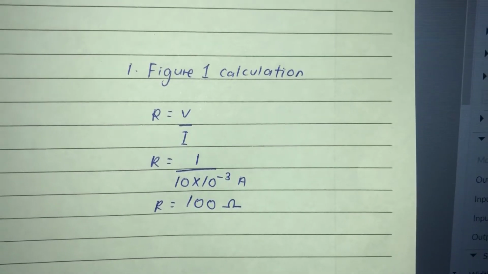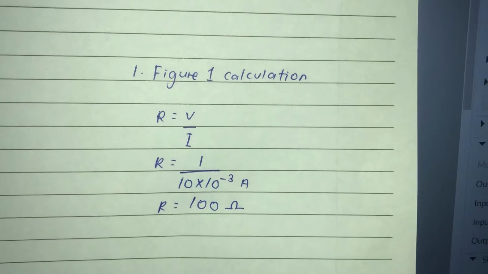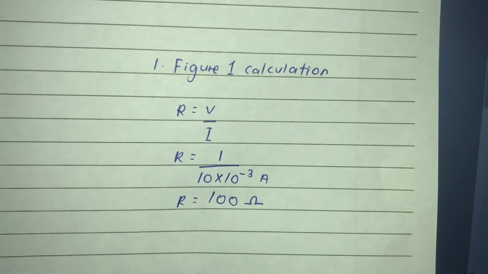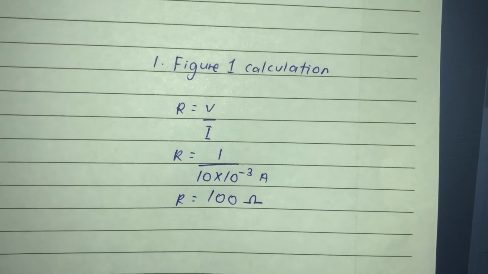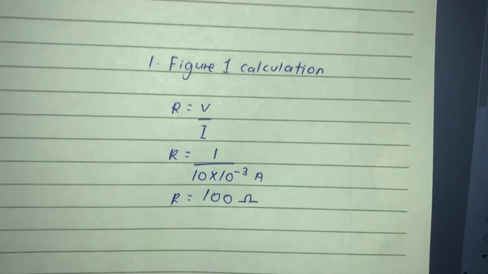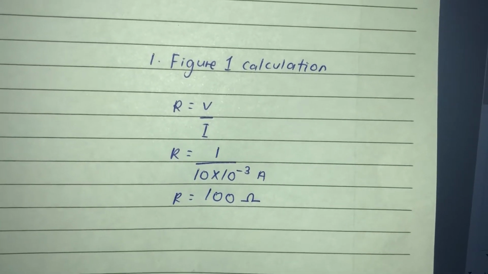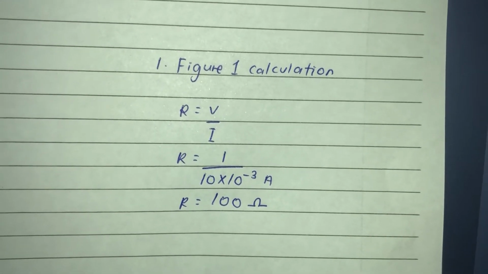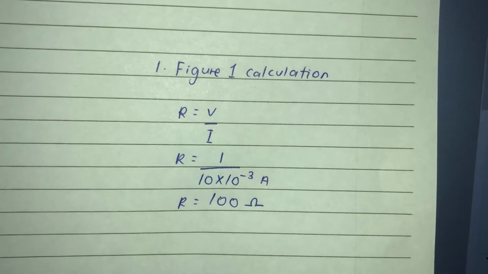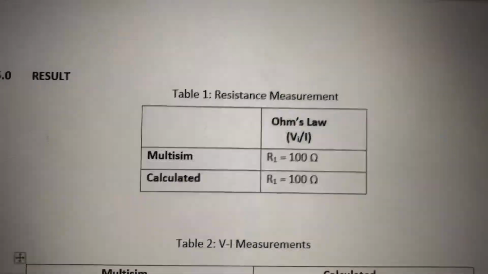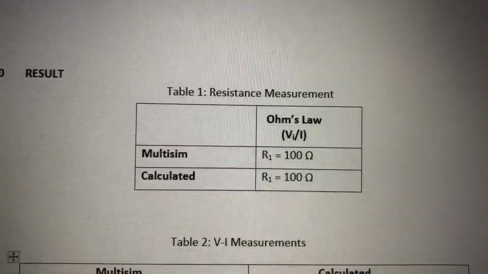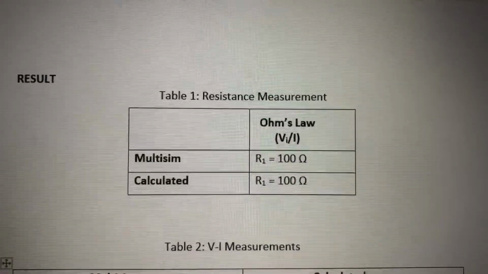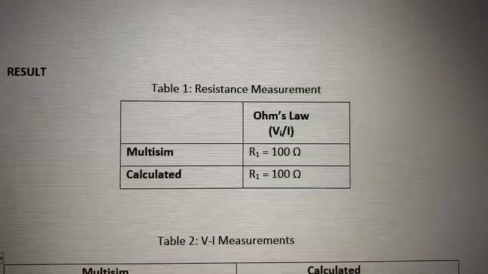Okay, to find the resistor by calculation, I use the formula R equal to voltage over current. So the voltage is 1 and the current is 10 milliampere. I change it to 10 multiply 10 power of negative 3 ampere, and then I got the resistor value is 100 ohms. After calculating manually, I found that the Multisim resistor value is 100 ohms, same as my calculation value, that resistor value is 100 ohms.